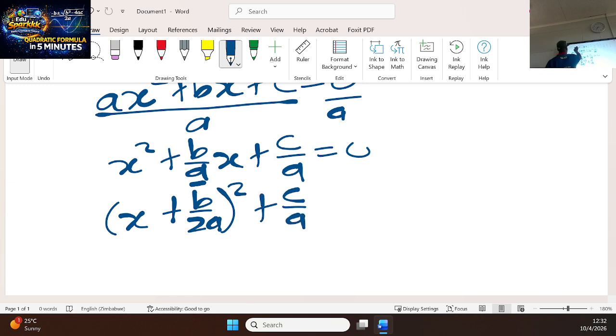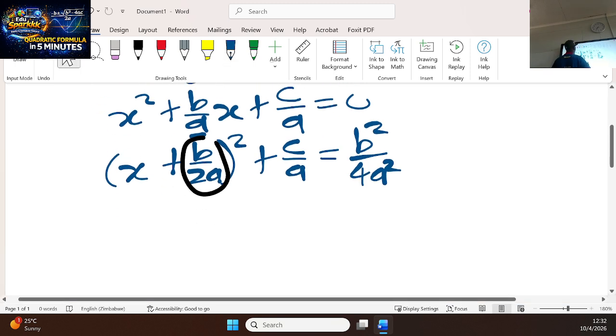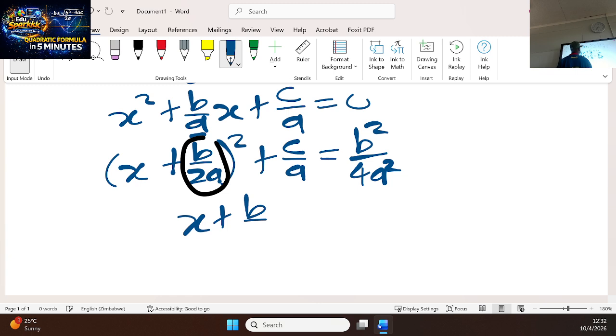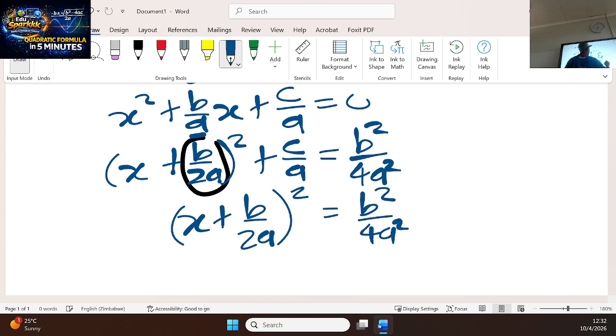Now, what will happen is this part here is going to be squared, and the result will go across the equal sign. In other words, when you square there, we get b squared over 4a squared. Then what's next? We are now going to transpose everything because we are looking for the value of our x. So we end up having x plus b over 2a all squared being equal to b squared over 4a squared minus c over a.